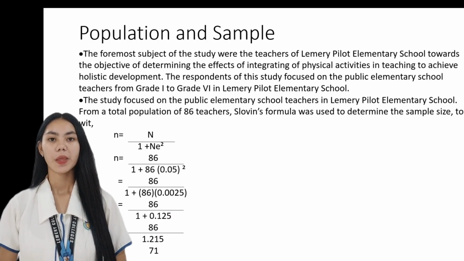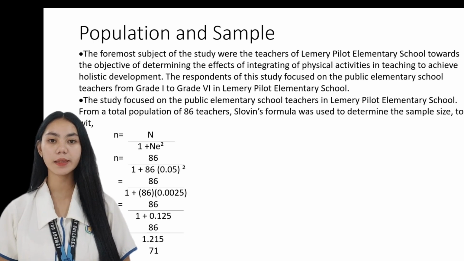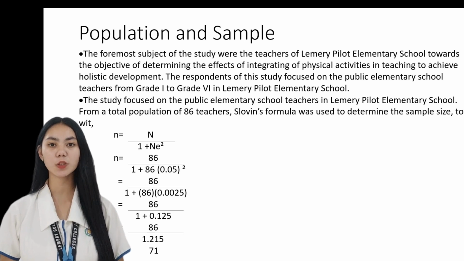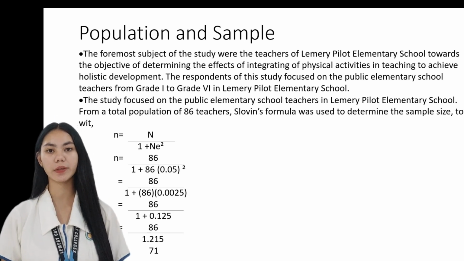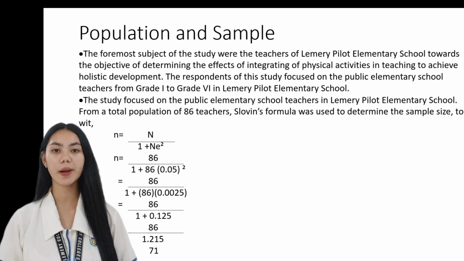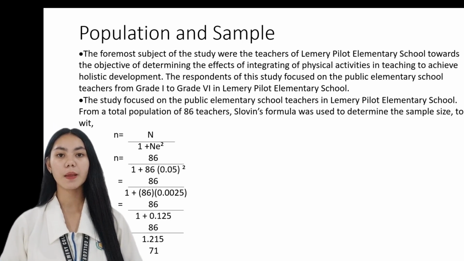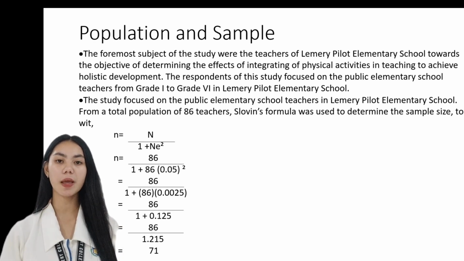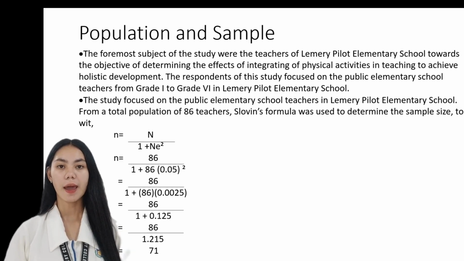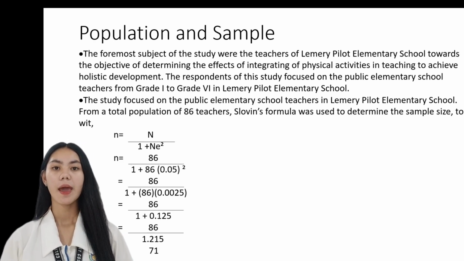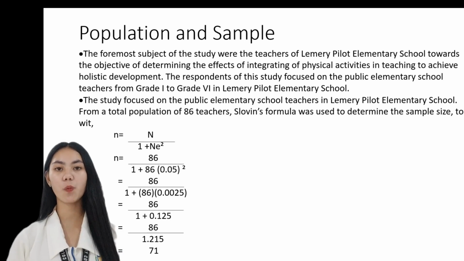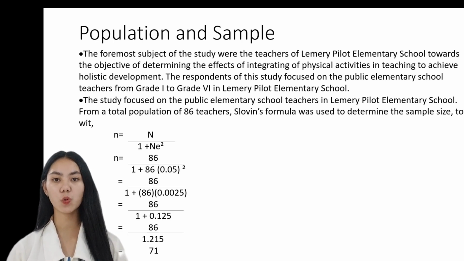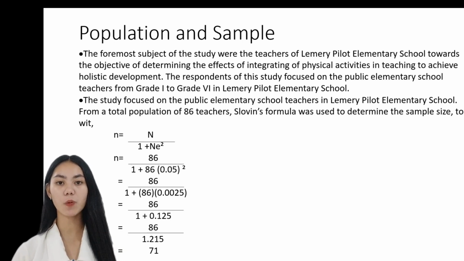n equals N over 1 plus N e squared. Our N is 86 over 1 plus 86 times 0.05 squared. 86 over 1 plus 86 times 0.0025. n equals 86 over 1 plus 0.215. 86 over 1.215 is equal to n equals 71.